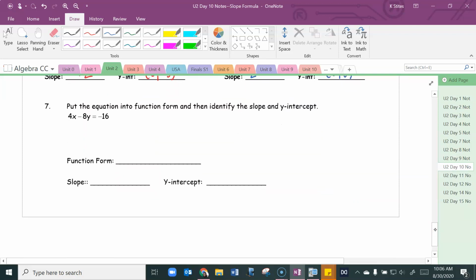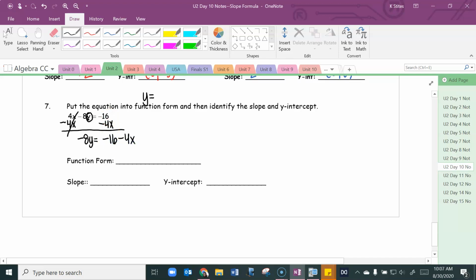And our last problem, this is a little review from Unit 1, I should say. Put the equation into function form and then identify the slope and y-intercept. This means to solve for y. So as a reminder, if we have multiple variables and we're solving for y, we're going to move our 4x over first by subtracting it. And we're subtracting because it's a positive right now. Bring down your -8y. These two cannot combine, remember? One has an x, one doesn't, so we're just going to rewrite it.